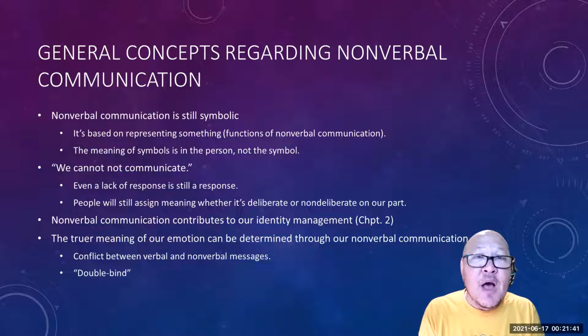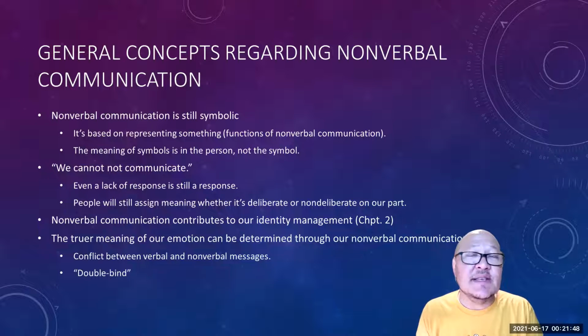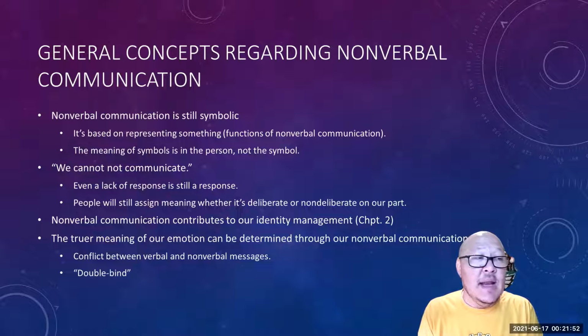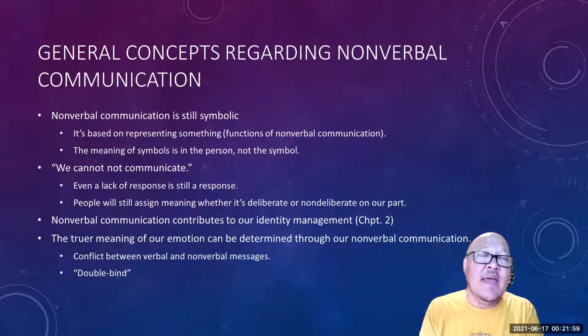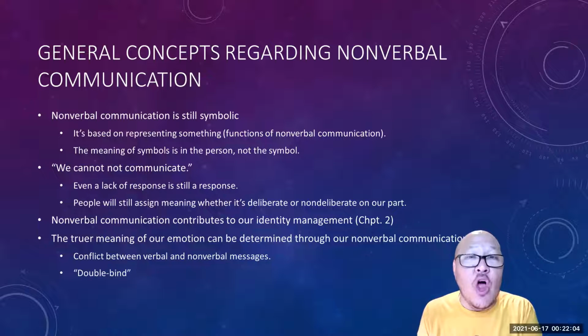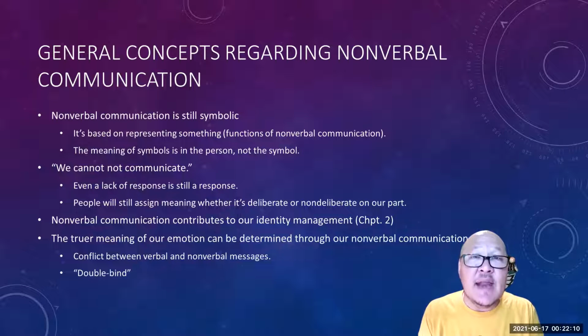The truer meaning of emotions is often more easily determined by our nonverbal communication. And this is something I don't know is necessarily discussed in depth in the chapter, but oftentimes there's a conflict between the verbal message, something we might say, and the way that we might say it, or the actions that we illustrate along with it. And this is what communication theorists or scientists call a double bind. That is, there's a contradiction between those two.